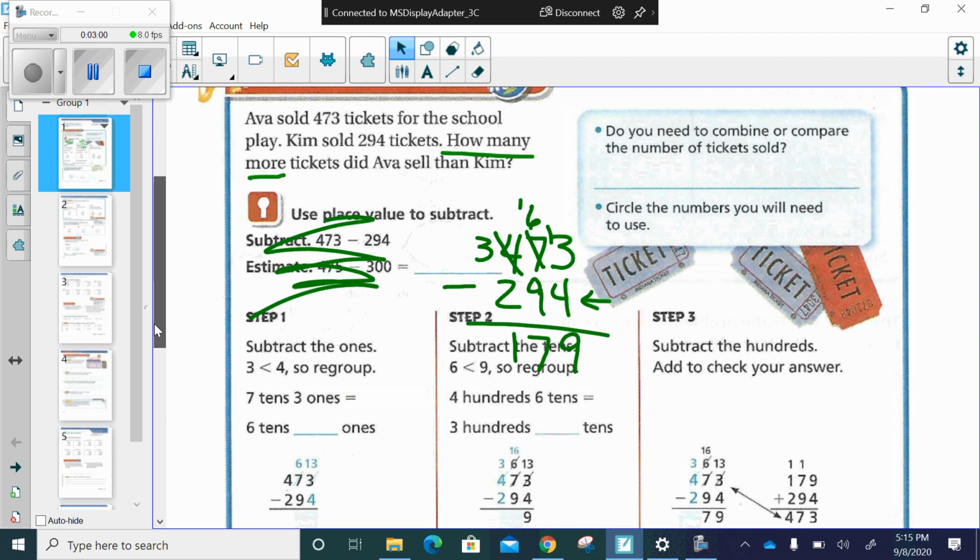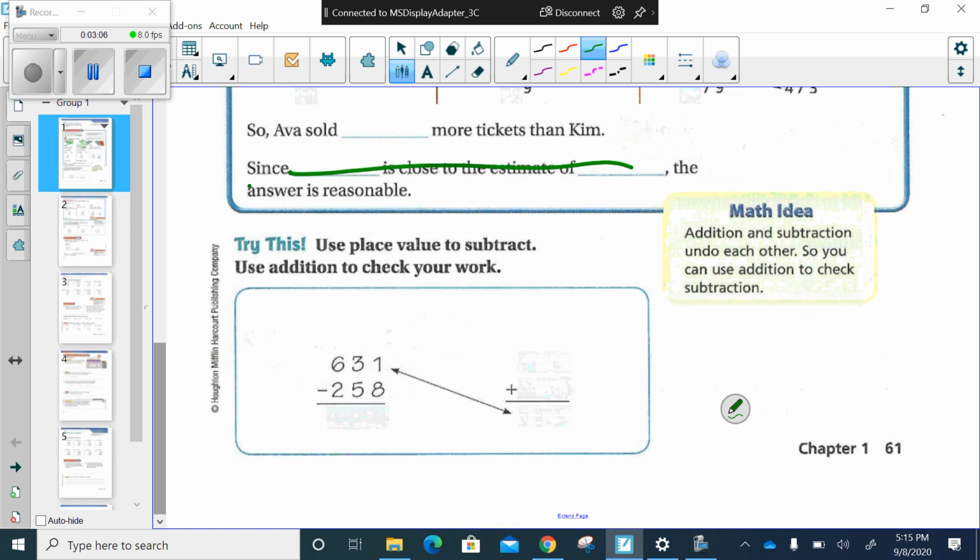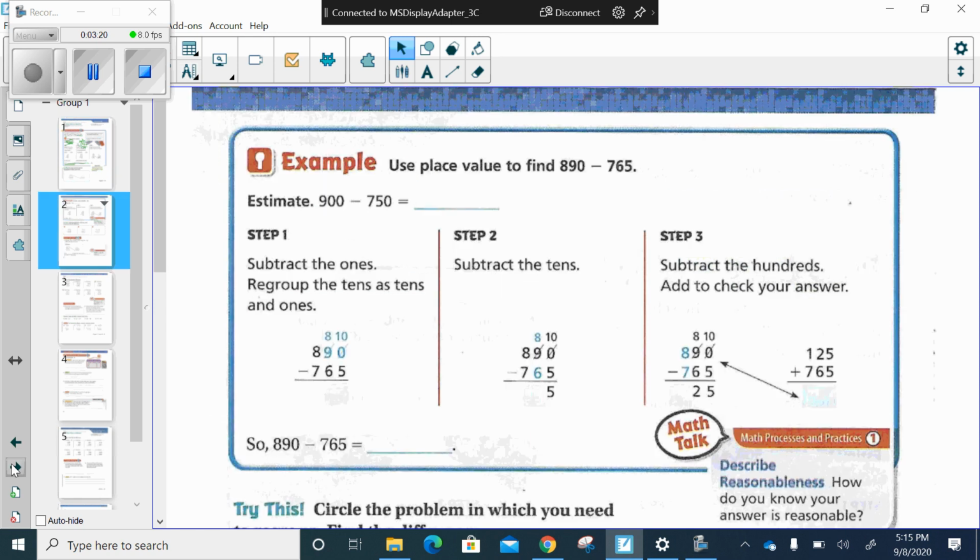Okay, here we go. I am not going to worry about the estimates right now because it was doing compatible numbers, and we're not doing compatible numbers. We're skipping it. All right, let's go to the next page.